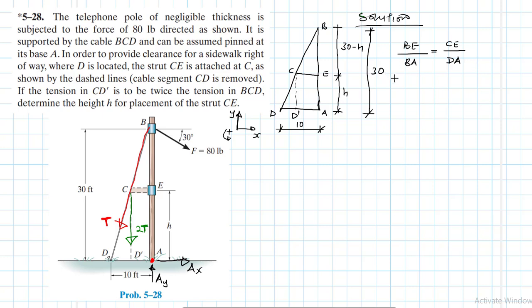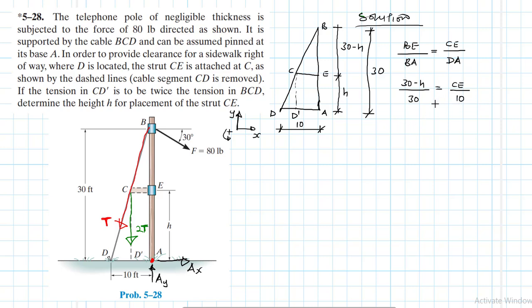So BE, what is BE? Our BE is 30 minus H. What is our BA? Our BA is 30. So this is going to be equal to, what is our CE? CE, we just CE. What is our DA? Our DA is 10.